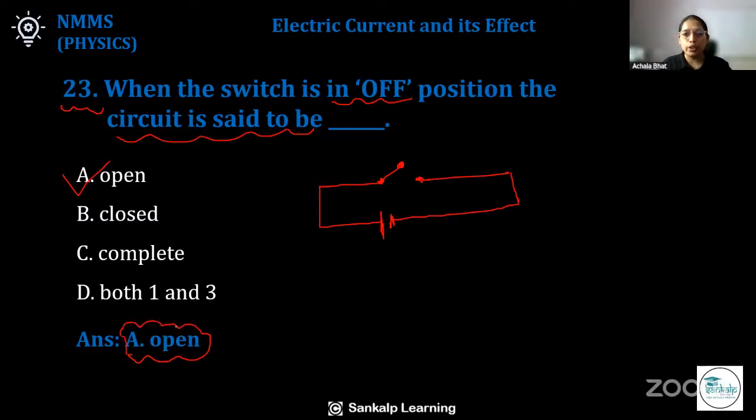When you don't want the TV or fan, you say switch off the fan, switch off the TV, which means that the circuit is open when there is no flow of current. There is no flow of electric current means the circuit is open. It is in switch off mode. So the correct option is option A, open. B, closed. If it is closed, then current flows, which is in switch on mode. C, complete. No. D, both 1 and 3, wrong. Thank you.